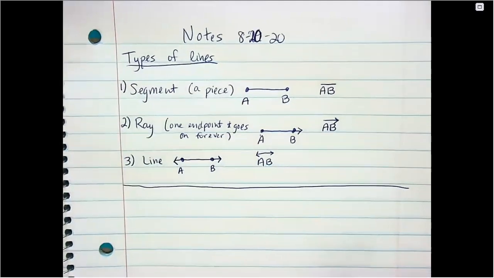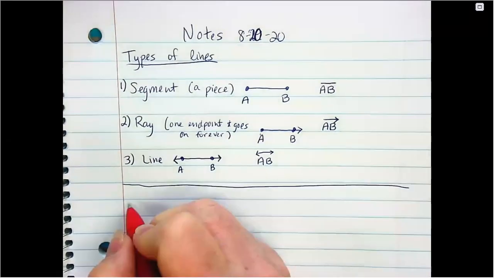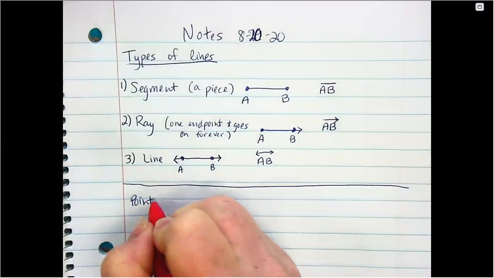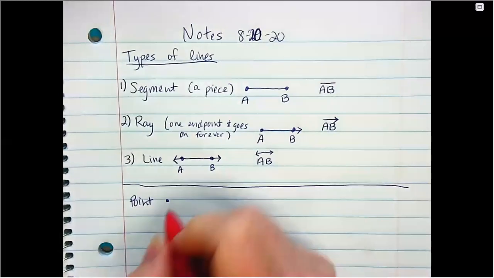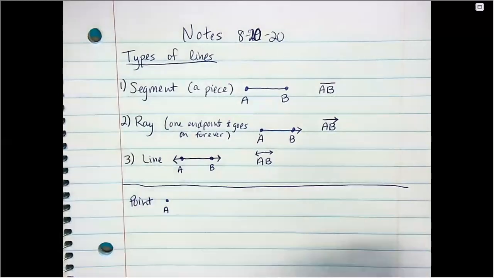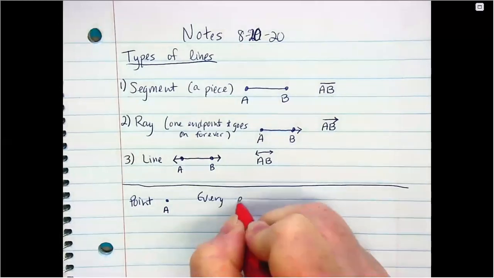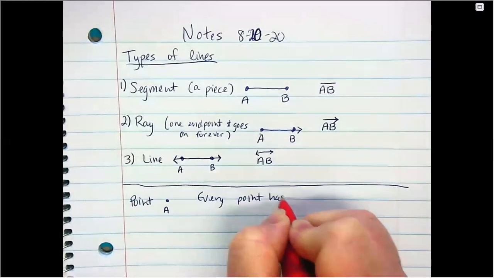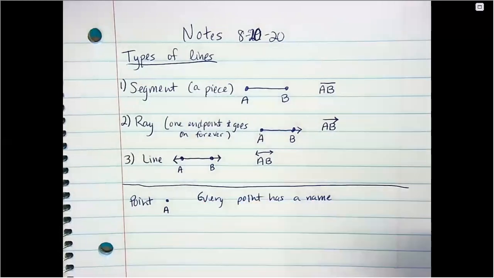Okay, so those are the 3 types of lines that we talk about. And just for clarification, a point is basically your dot, your coordinate that you're used to, but it has a name. Every point has a name, and it's a capital letter. Your lines may have more than 2 points, but you only need 2 of them to talk about the name of the line.